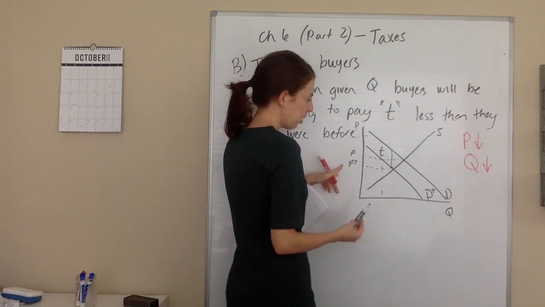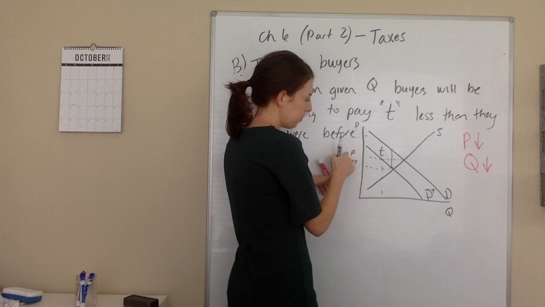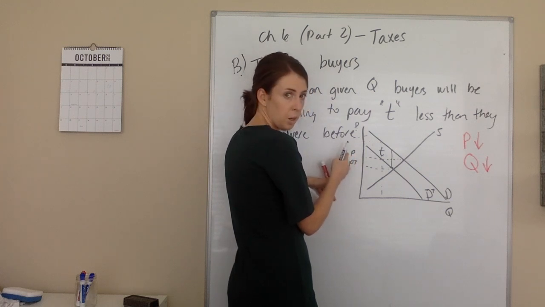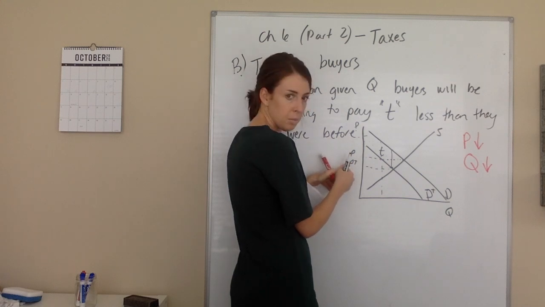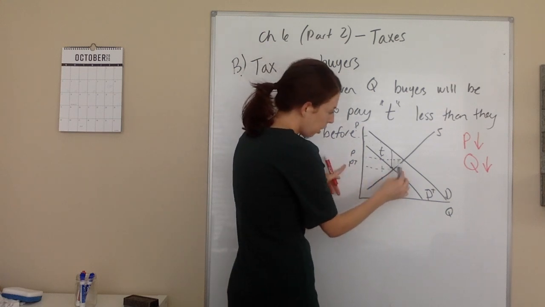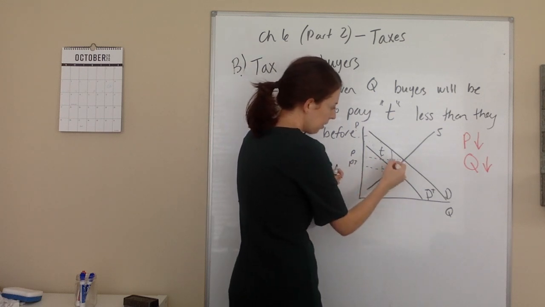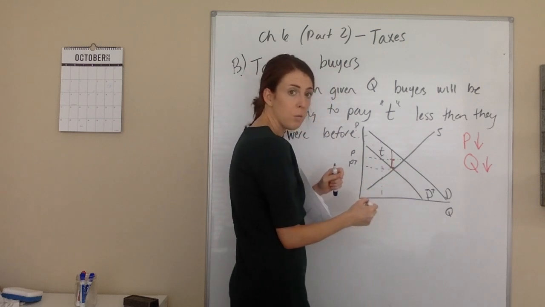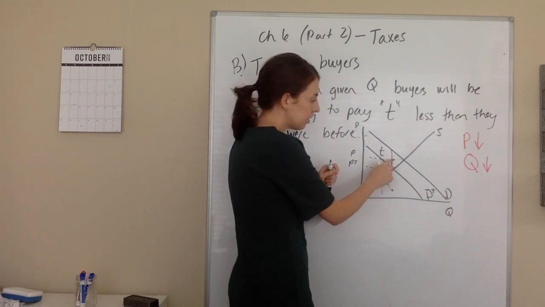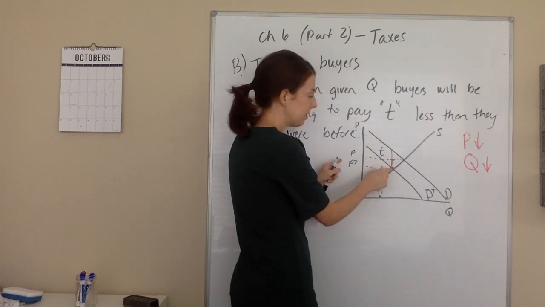So I'm shopping for a car. Before the tax, I was in equilibrium paying this much per car. This is the equilibrium price in the market. After the tax, the equilibrium price in the market falls. So it's falling by this much relative to this much. Okay, note that the equilibrium price in the market doesn't fall by the whole tax amount. It falls, but by less than the tax.